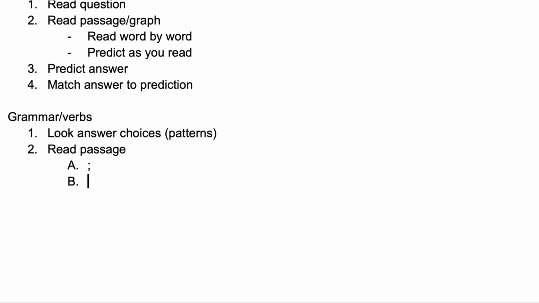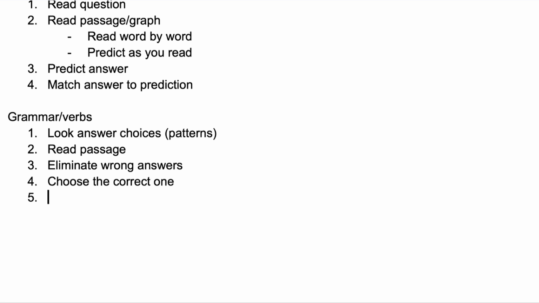This is the same thing with comma plus a FANBOYS. Just make sure that you're aware that they have to be the exact same words in order for you to eliminate them both, because they serve the same purpose for the SAT, and the SAT can never have 2 of the same answer choices. So once you do this on the grammar and verbs, you just eliminate all the wrong answers, and then once you eliminate all the wrong answers, just choose the correct one, whichever one fits based off the passage and the rules.